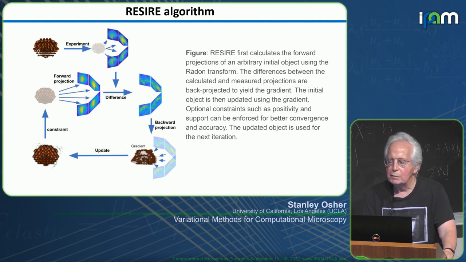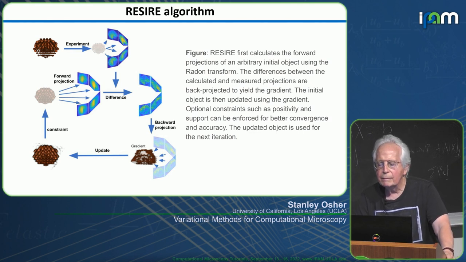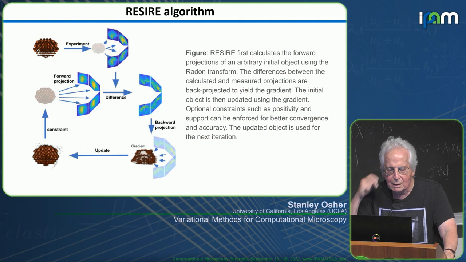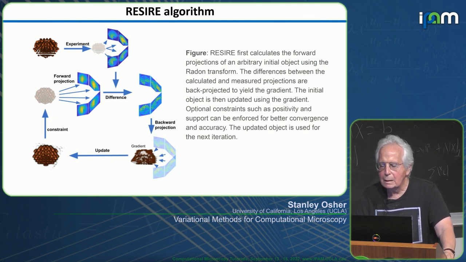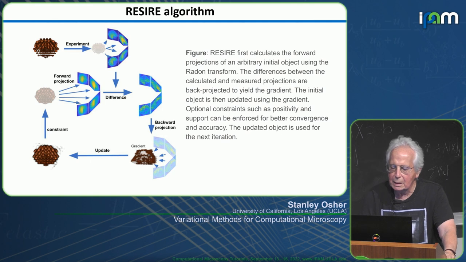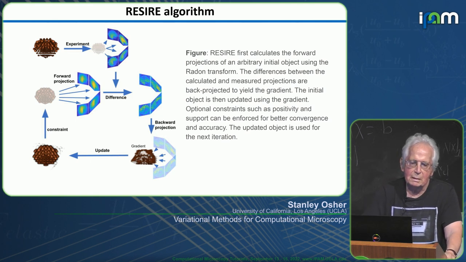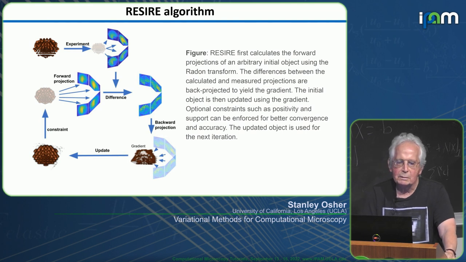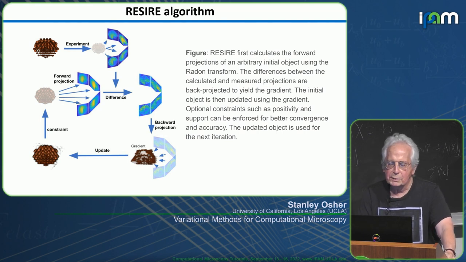First, RESIRE calculates the forward projections using the radon transform, and then differences between calculated and measured projections are back projected to yield the gradient. This is absolutely the nature of optimization. You can impose positivity and support constraints, and then the updated object is used for the next iteration. So in real life, this is nothing but constrained gradient descent, is what it amounts to. And it seems to work. Let's see. Next.